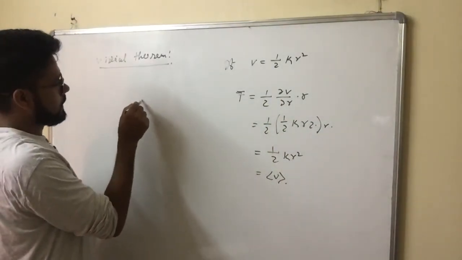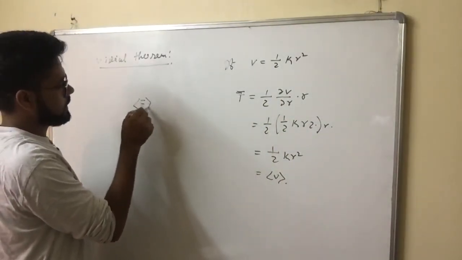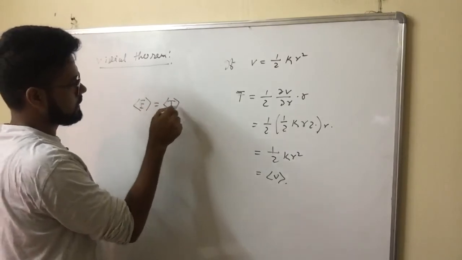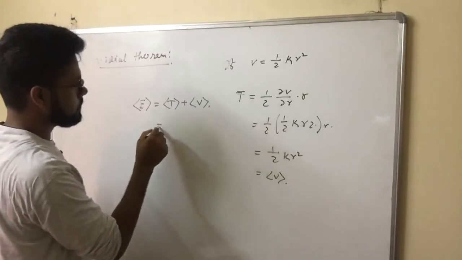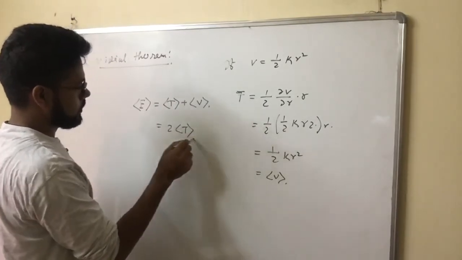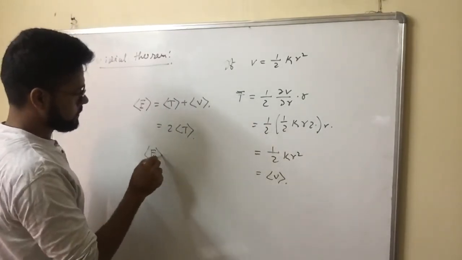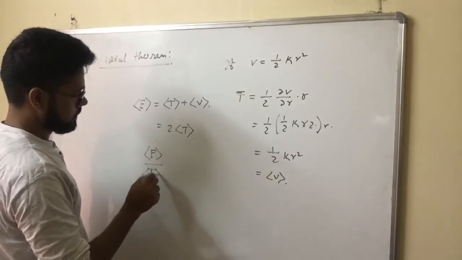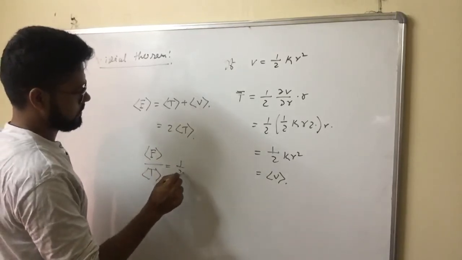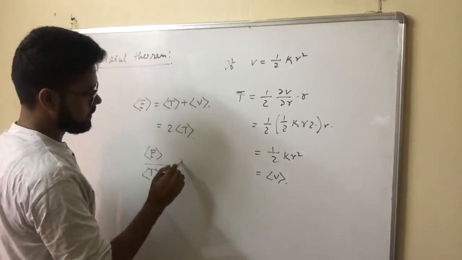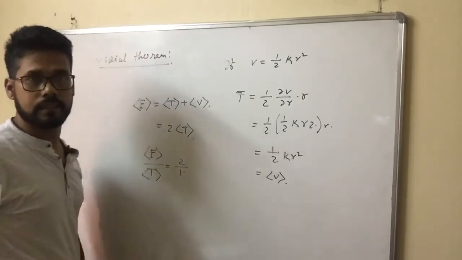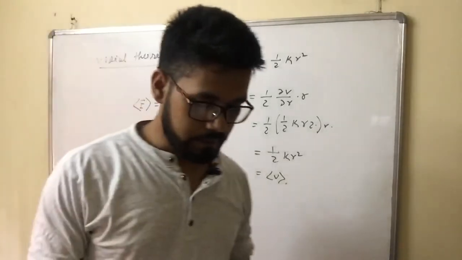So total energy, how much? Total average energy equal to kinetic energy plus potential energy. Both are equal, so twice T. So the ratio of kinetic energy to total energy is half. Oh, sorry, the ratio of total energy to kinetic energy is 2:1. This is the answer. This is easy.